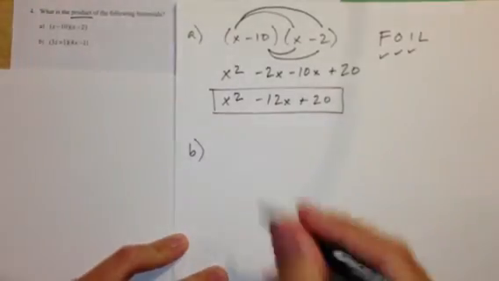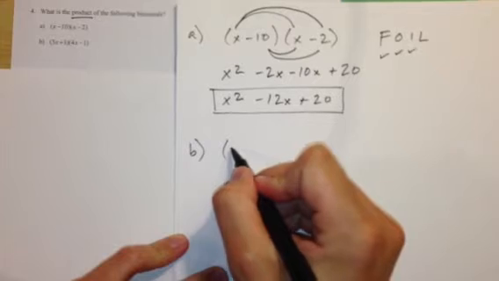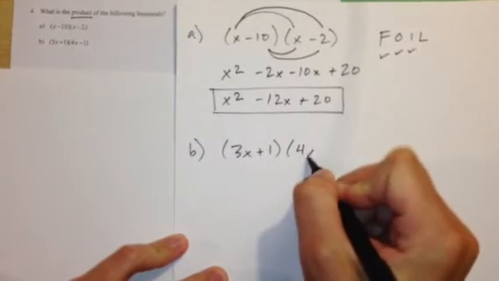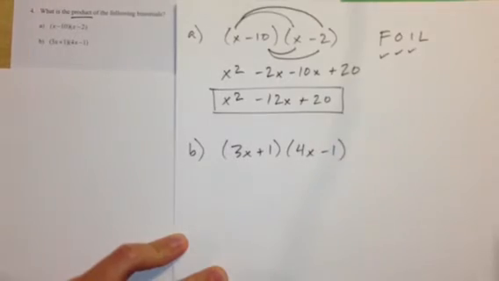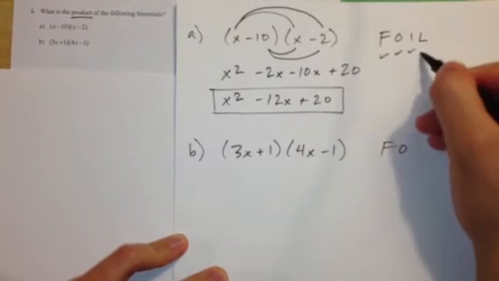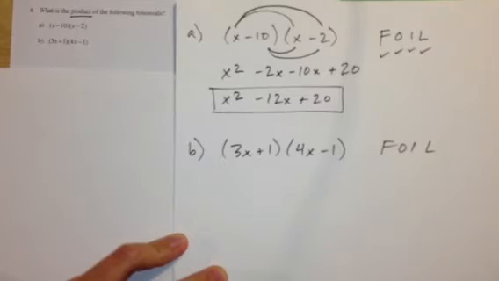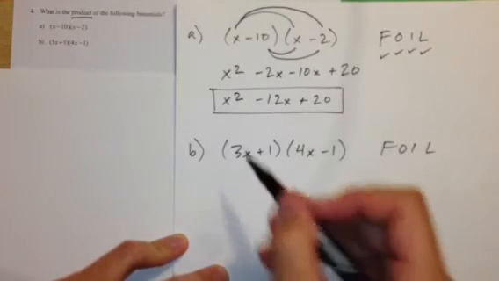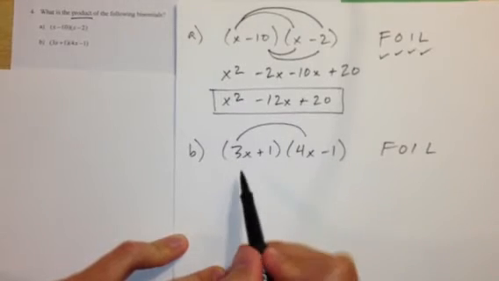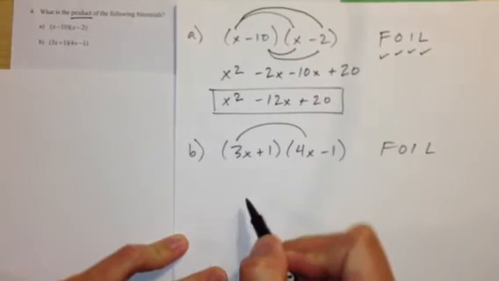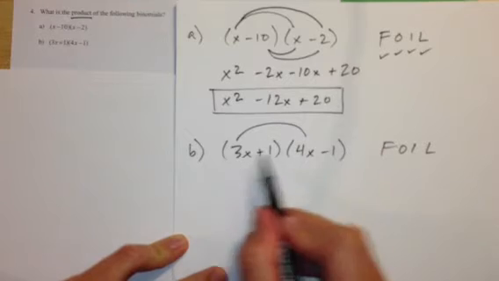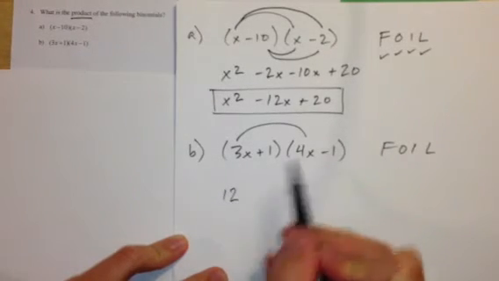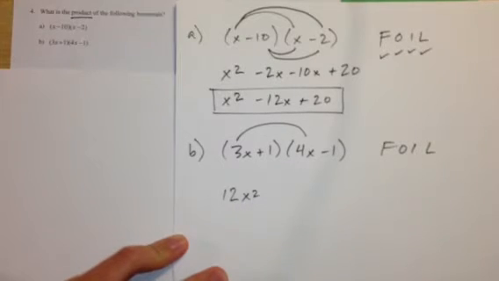In part B, we are multiplying the quantities 3x plus 1 and 4x minus 1. Again, we will be using our FOIL methodology. This is just the order which helps us remember how to multiply. F is for the first terms. So the first term is 3x here times 4x. I multiply the coefficients. 3 times 4 is 12. And then x times x is x squared.